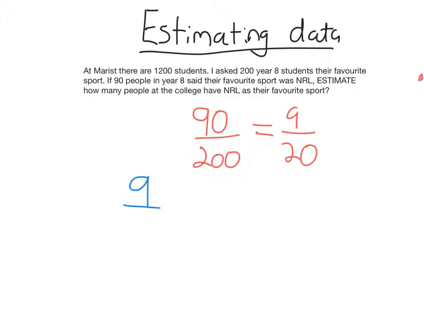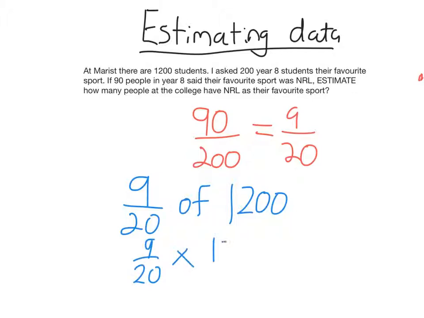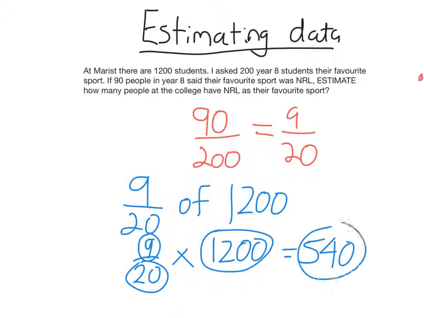So I am going to estimate that 9/20ths of all of the 1,200 students would say that NRL is their favourite sport. Now remember, of means times, so 9 over 20 times 1,200. You just times these two numbers together and then divide by 20. And you can use your calculator for this. You should get the answer 540. So from my sample, 9/20ths of Year 8 students said NRL was their favourite sport. So I am estimating that if I asked every single person at Marist, all of the 1,200 students, what is their favourite sport, that 540 would say NRL.